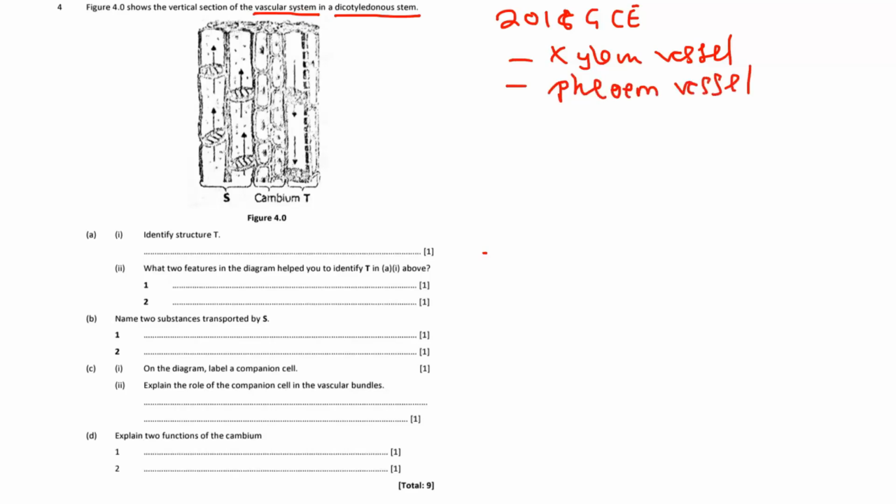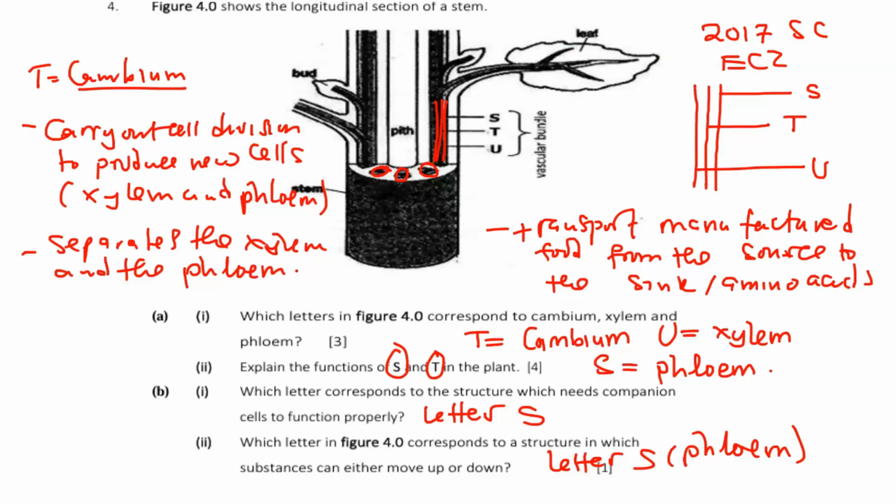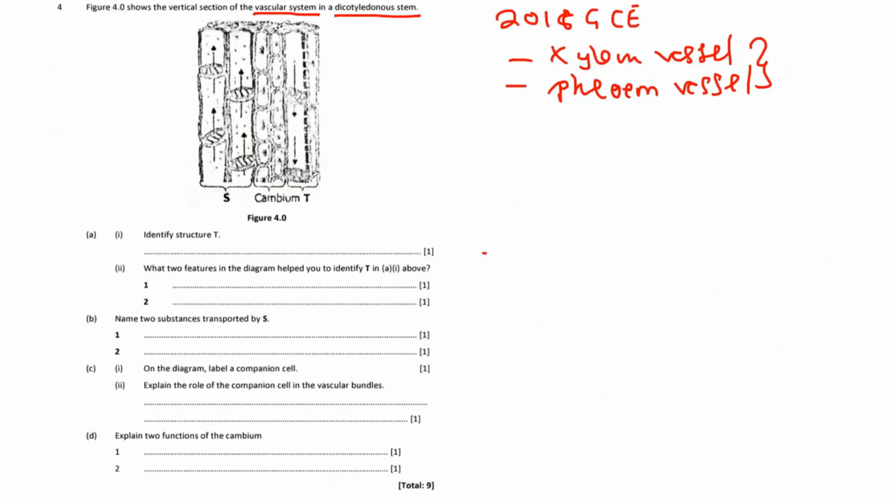Now, where we are coming from, we answered a question, and it's very important to go back and look at this question: which letter represents the structure in which substances move either up or down? So in the phloem, substances can move up or down. But since we are talking of the vascular system here, we know that one is a phloem, the other one is a xylem.